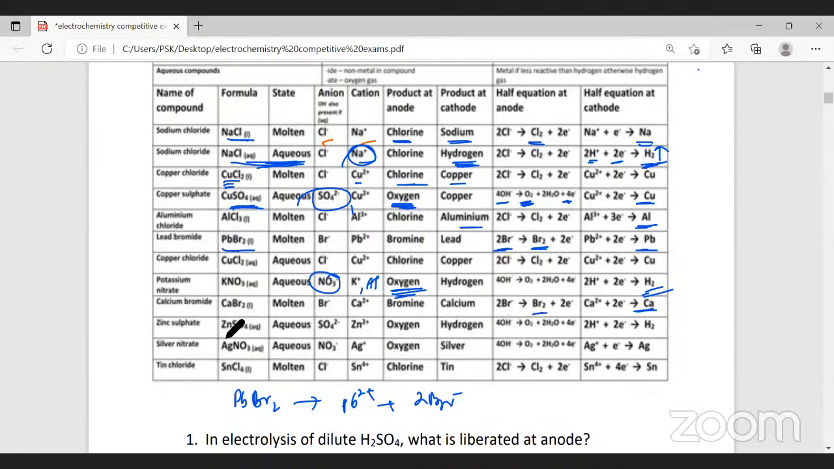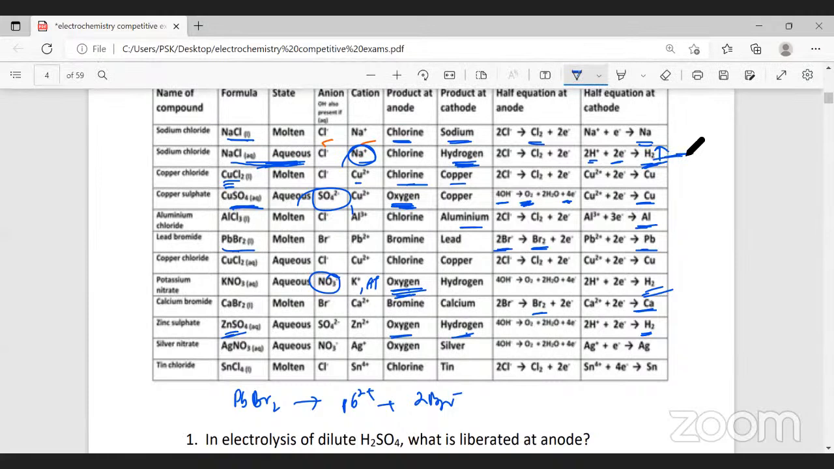If you take aqueous zinc sulfate, see what's happening? Oxygen and hydrogen. Even though zinc is there, hydrogen gas will be liberated at cathode and oxygen gas at anode. Same as the example we learned, sodium chloride. If we take silver nitrate aqueous, oxygen at anode and silver metal deposits at what? Cathode. And stannic chloride, tin chloride, if you take it, chlorine gas at anode and tin gets reduced at cathode.